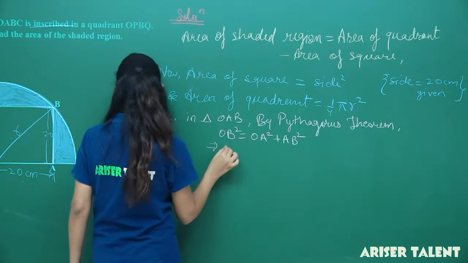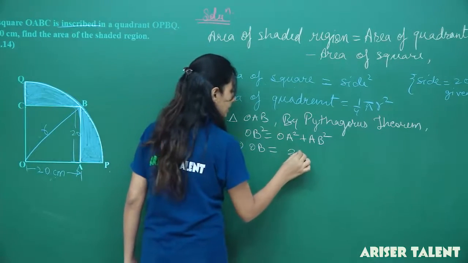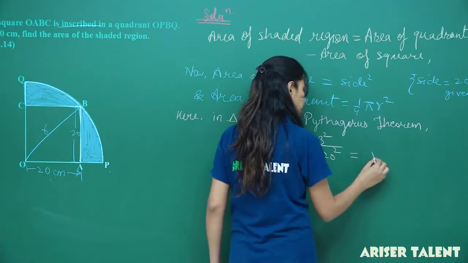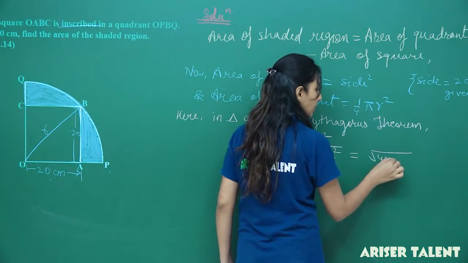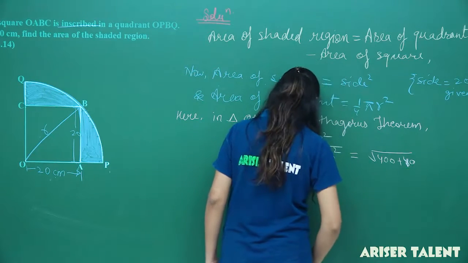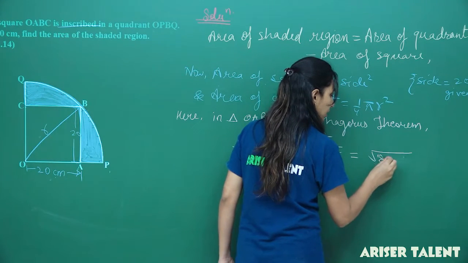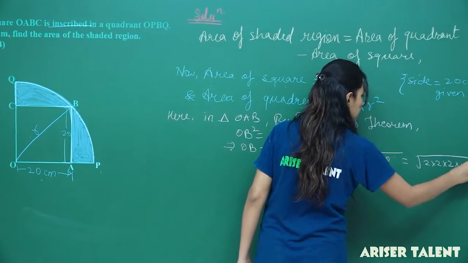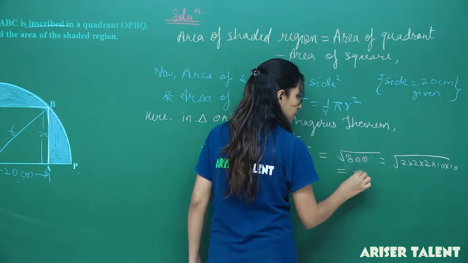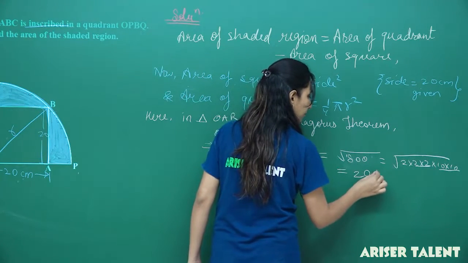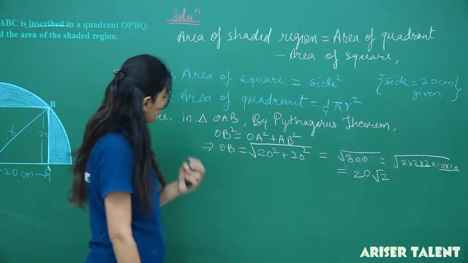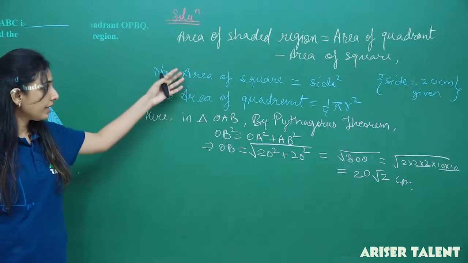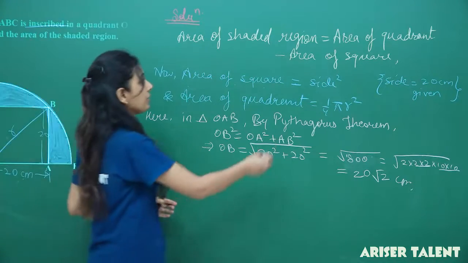That will give me OB equals, if I directly write the values, square root of 20 square plus 20 square. Now 20 square is 400, plus 400 equals 800. Now what is 800, students? That is 2 multiplied by 2 multiplied by 2, this is 8, and 10 multiplied by 10, this is 100. Now that will be 2 from here, 10 from here, that will be 20 root 2 centimeters obviously. Now I know this radius and this side, so I can put the values in equation 1.